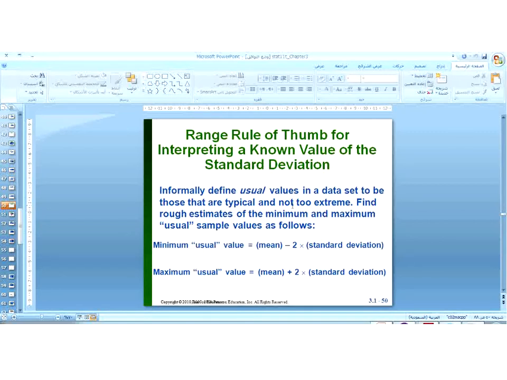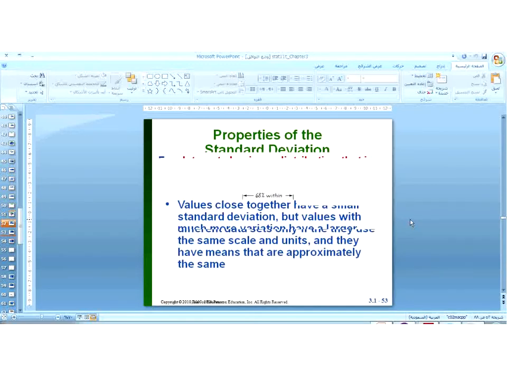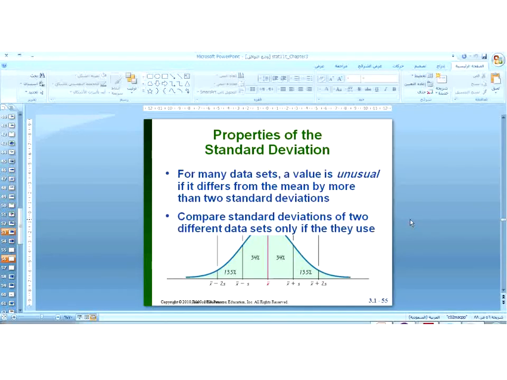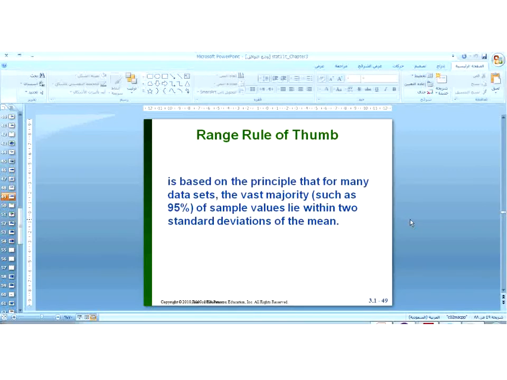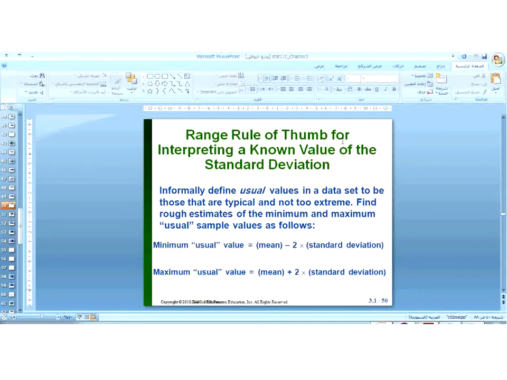It means that informally, usual values in a data set are those that are typically seen. Let me see the graph first. Yes. I will talk about this point after some slides to collect the idea together.